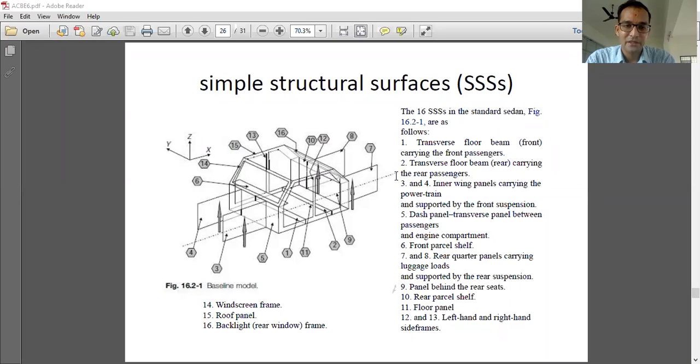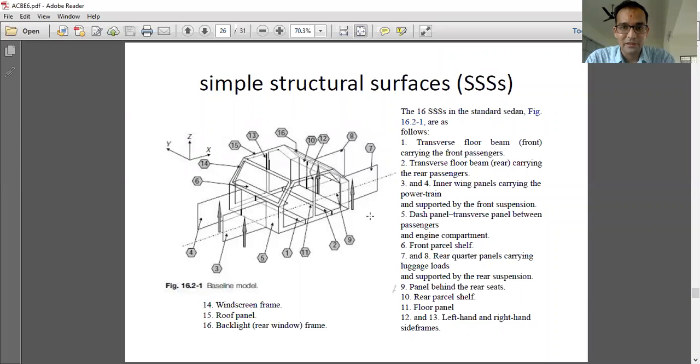We have 16 different components for observation of simple structural surfaces, in which the transverse floor beam is at the front. You will be able to see the one over here. The transverse floor beam for the rear section is available over here somewhere. Then 3 and 4 are inner wing panels. You will be able to see them over here. These are the front inner wing panels. In a similar manner, we have 7 and 8, which are rear quarter panels to carry luggage loads.